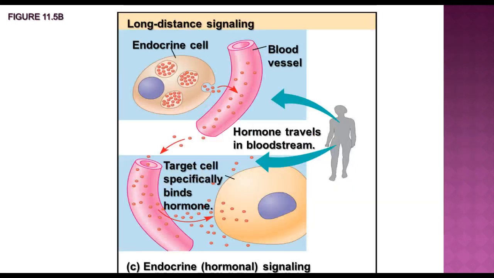And then, of course, the long-distance signaling by the endocrine system, the hormonal signaling, that we have when the endocrine cell produces the hormone that is then secreted into the blood vessel, which can carry the hormone throughout the body, and it will bind specifically to the target cell wherever that target cell happens to be in the body. And it will not affect other cells that do not have the receptors for it.